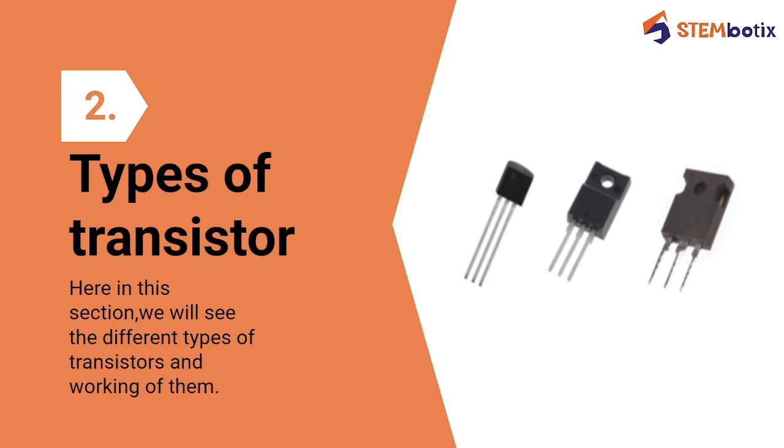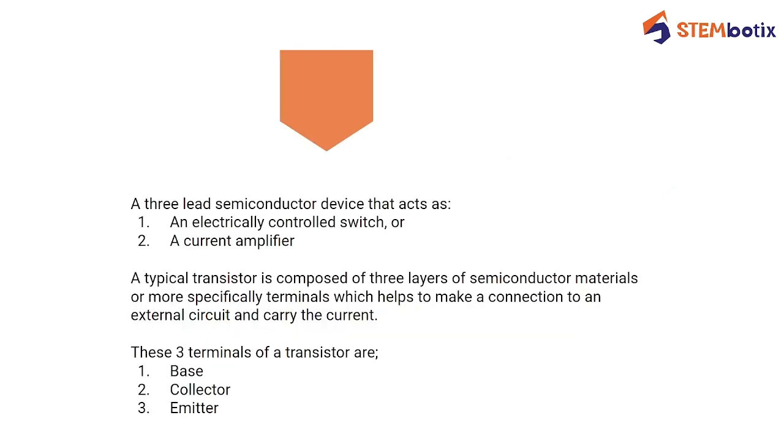Now this was about the basics of transistors and how they are manufactured. But let's see the second part of our session, which is the different types of transistors. So in this section, we will see the different types of transistors and how they work. A transistor is nothing but a three-lead semiconductor device which acts as an electrically controlled switch, meaning you can turn on or off the external circuits connected to it through an electric signal, giving a signal to its base pin.